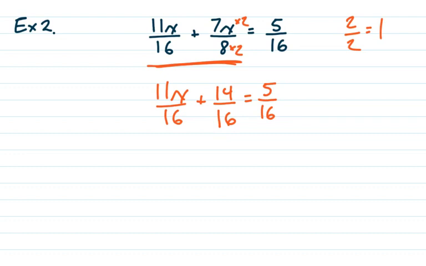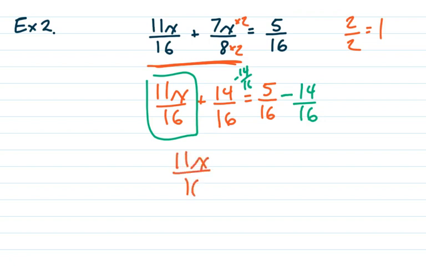Next step, since I want to isolate my x, the first thing I'm going to do is subtract 14 over 16 from both sides. That will get rid of this on the left side. Okay, so I'm going to subtract 14 over 16 from both sides. And I get 11x over 16 is equal to, well, here I have a negative 9 over 16.